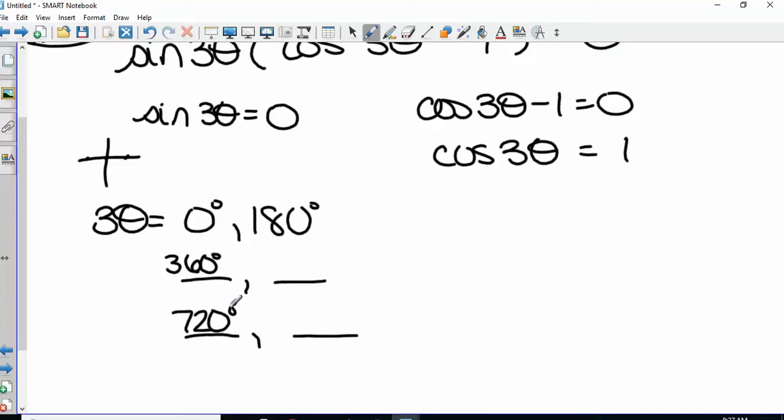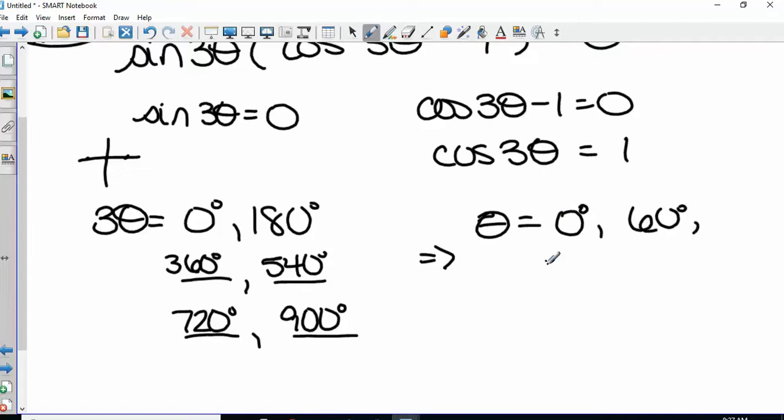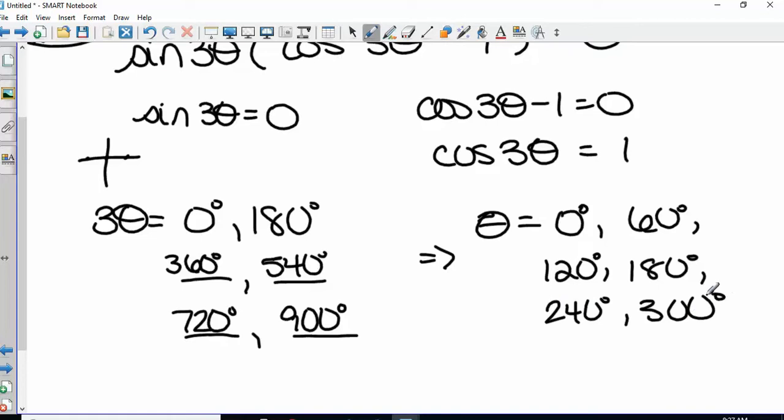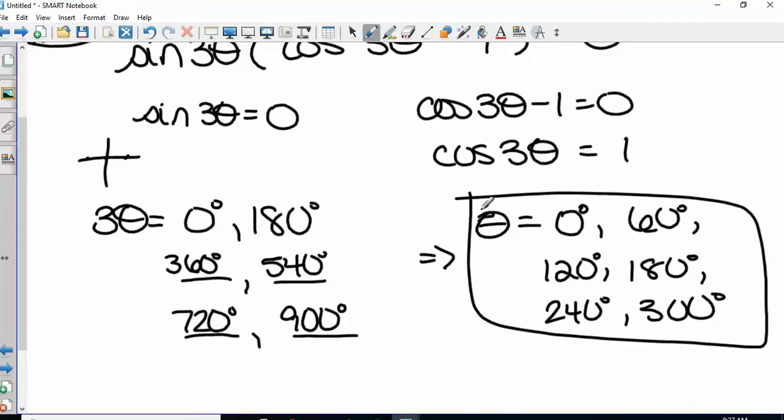You add 360 to each of these twice. 180 plus 360. And then what do we have to do to all of those? Divide by 3. So theta is 0, 60, 120. Let's see, 540 divided by 3, 180, 300. So those are the answers there.